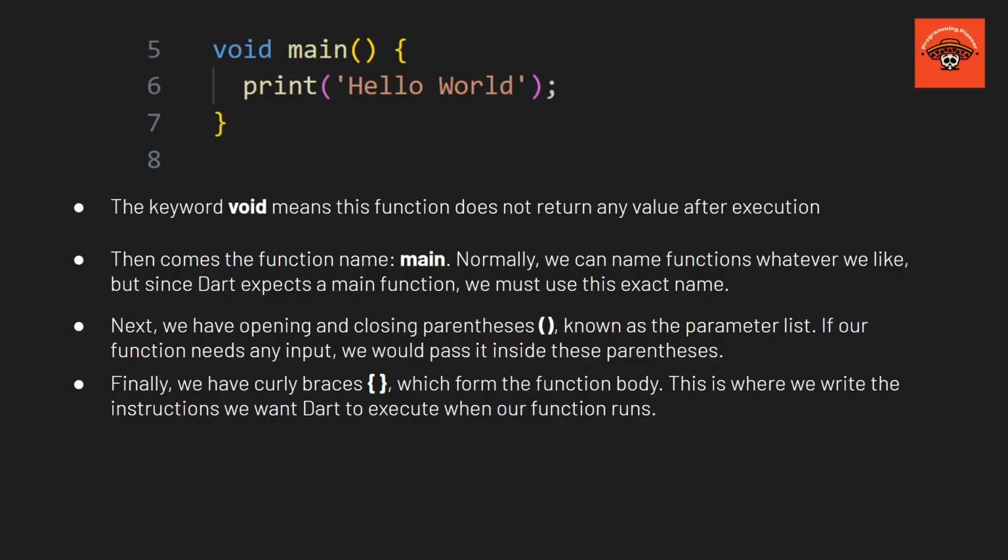You don't need to fully understand this yet. We will cover functions in more detail later. For now, just remember, every Dart program must have a main function. Inside the main function, we are calling another function called print. This function is not created by us. It is a built-in Dart function. The only job of print is to display text in the debug console. We can pass a message inside the parentheses, and Dart will print it when the program runs. Now that we understand the code from the last video, let's move on to data types.